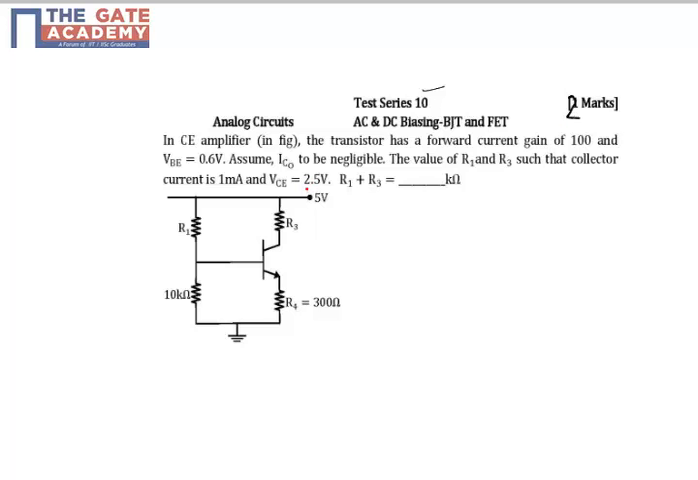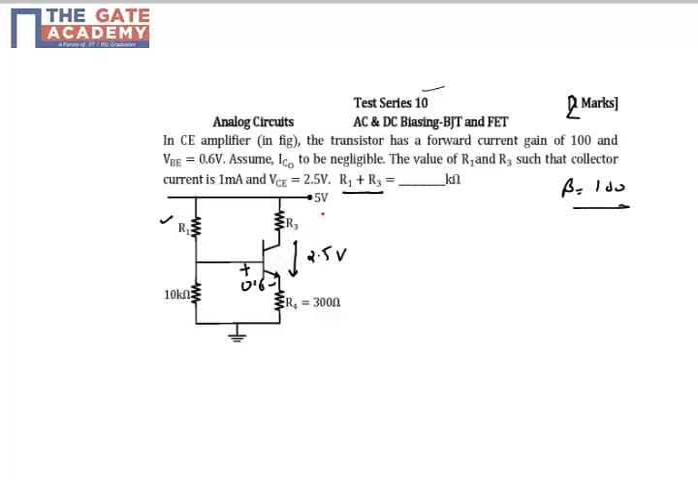Question says that you have a common emitter amplifier with gain beta equal to 100. Base to emitter voltage is 0.6. If base to emitter voltage is 0.6 and collector to emitter voltage VCE is 2.5 volt, then find out the value of R1 plus R3, where R1 is the resistor connected from supply to base terminal, and R3 is the resistor connected from supply to collector.